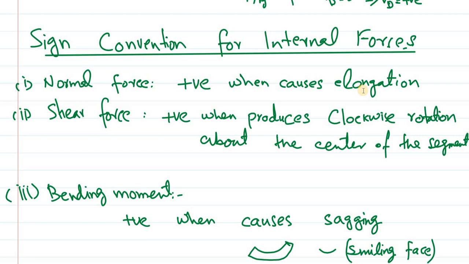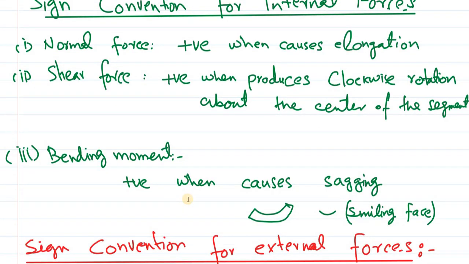Similarly, for the shear force, look, shear force is a force, so it is not based on whether it is upward or downward. It is based on how it is deforming the body. If it is deforming the body such that it is producing clockwise rotation about the center of the segment, we consider it positive. Similarly, for the bending moment, it is an internal force, so I didn't mention anything like clockwise or counterclockwise. Please be very careful when you're dealing with internal forces and external forces. For internal forces, the sign convention depends on how that internal force is deforming the body.